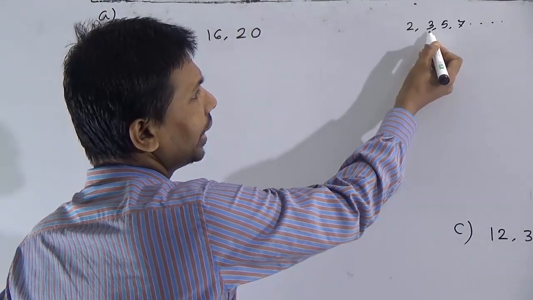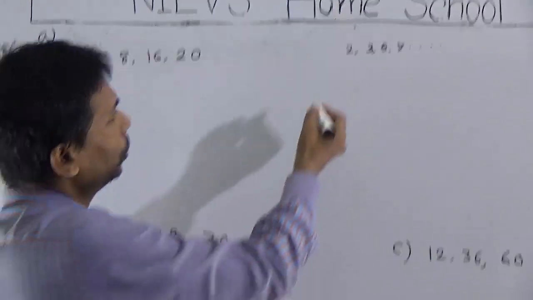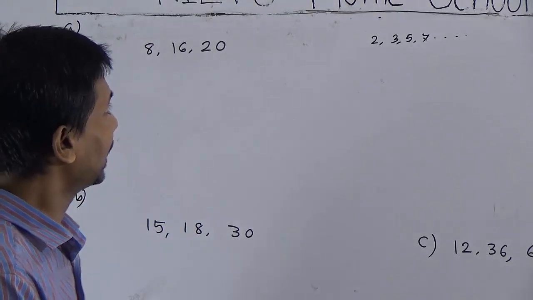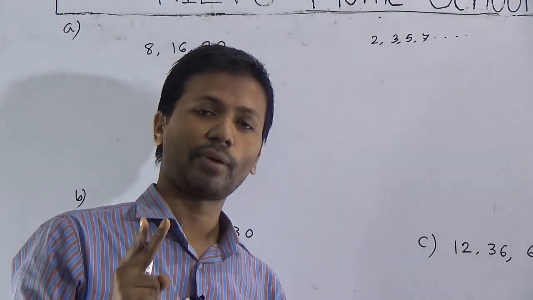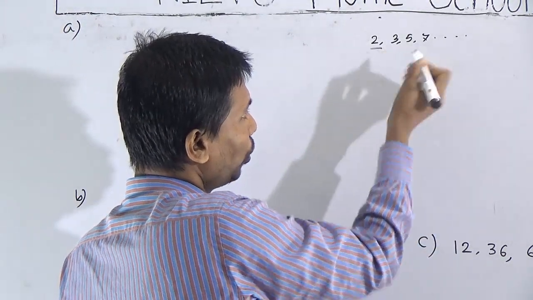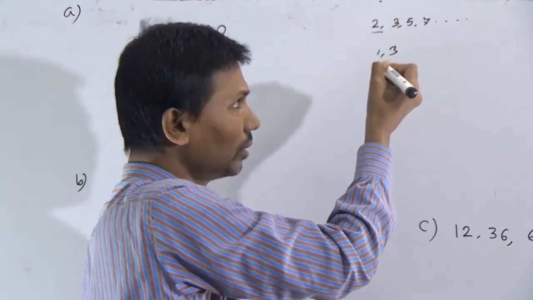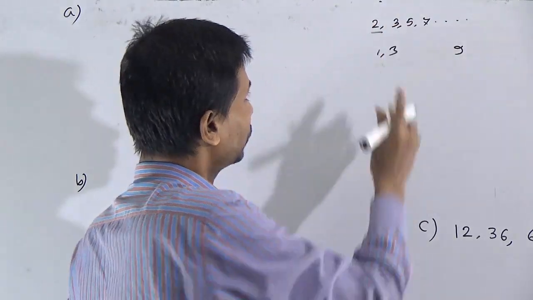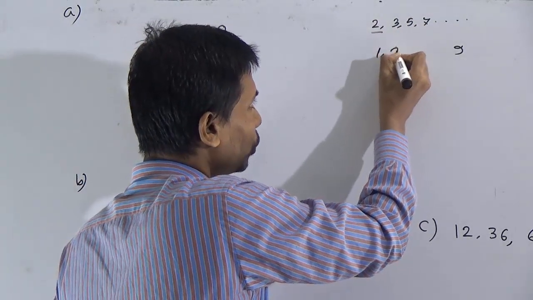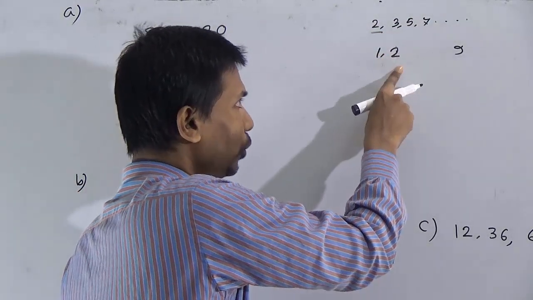Look, 2, 3, 5, 7, these are the prime numbers. You know, a prime number has only two factors, 1 and itself. Suppose 2: 2 has only two factors, 1 and 2.